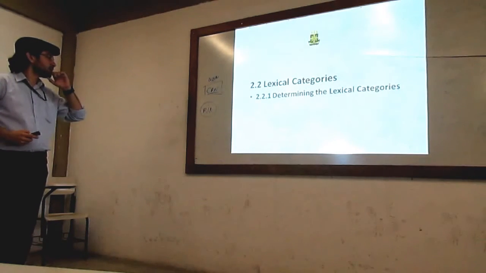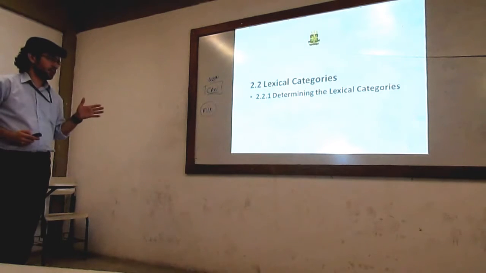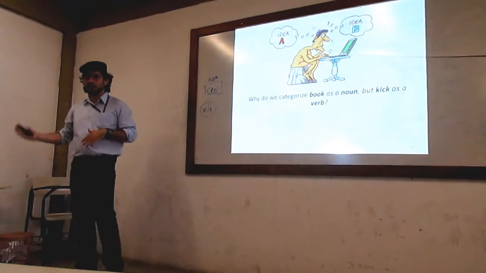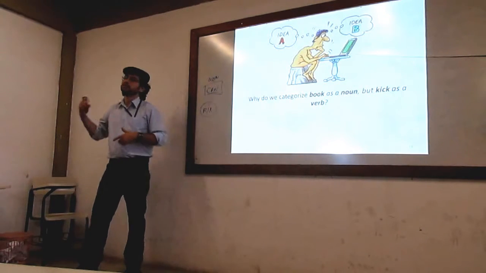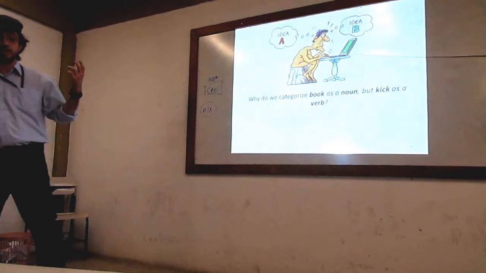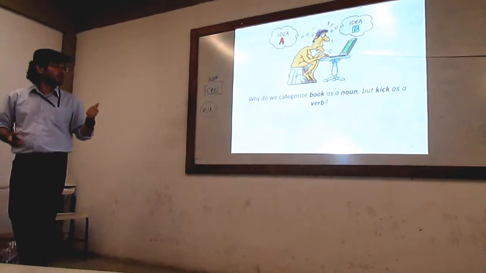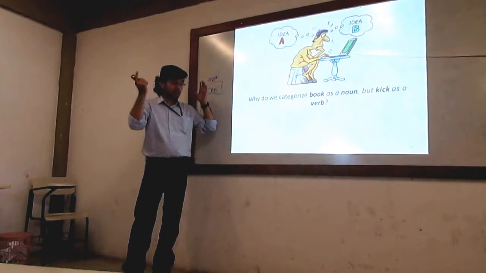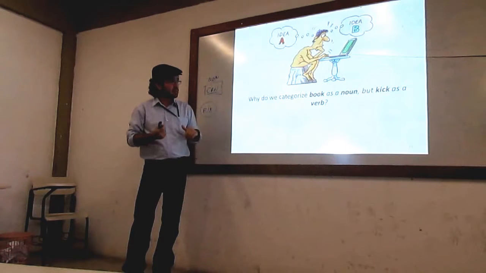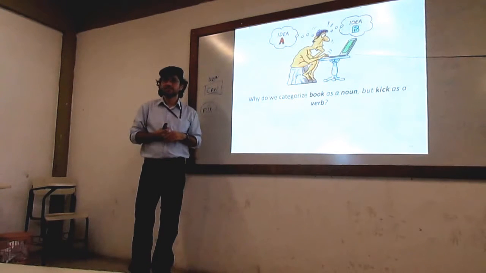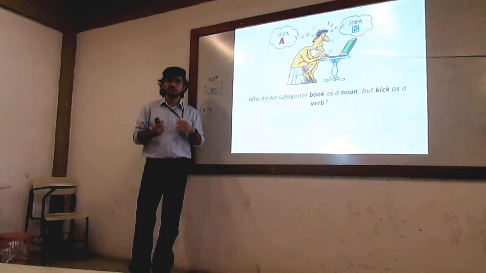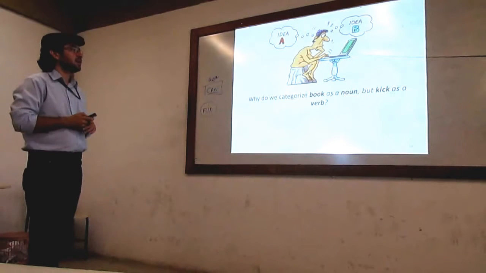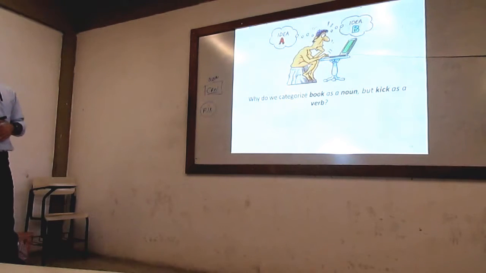So, determining the lexical categories. Let's understand, or at least try to understand, why a noun is a noun, why a verb is a verb, why an adjective is an adjective, why an adverb is an adverb. So the author asks us, why do we categorize book as a noun, but kick as a verb? Is there an explanation for that? Okay, we are going to try to study these relationships.